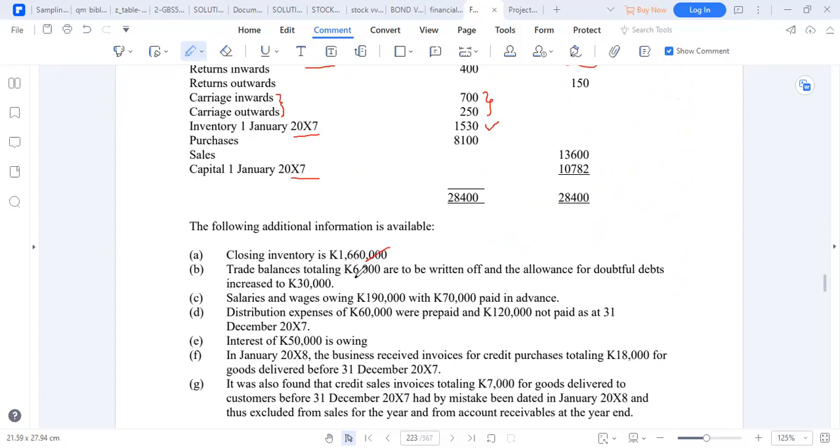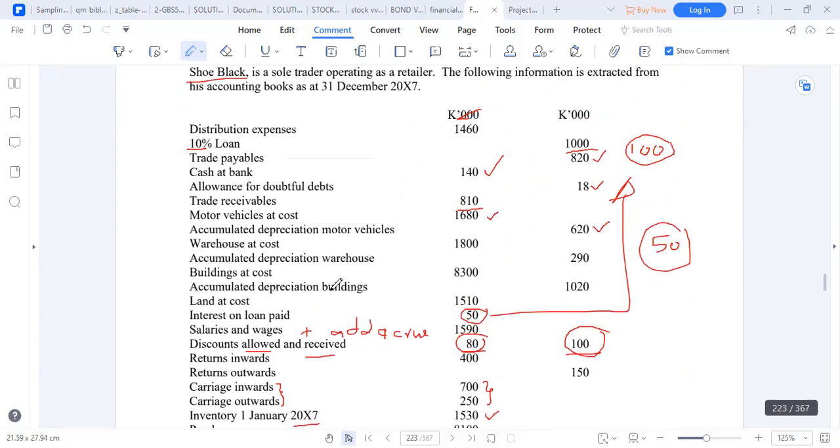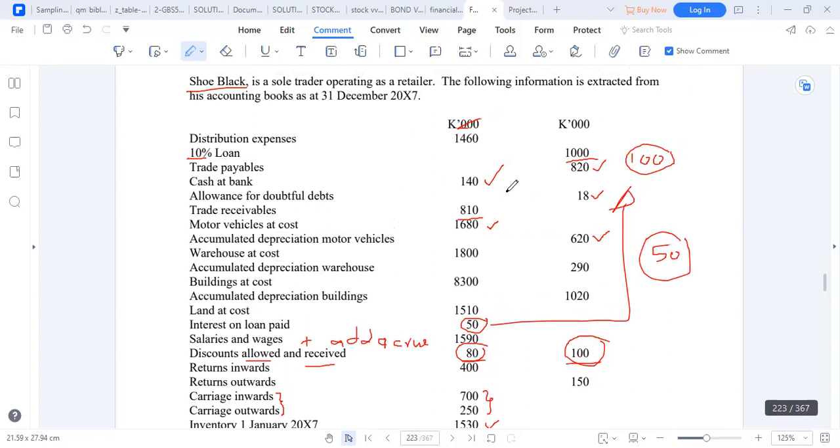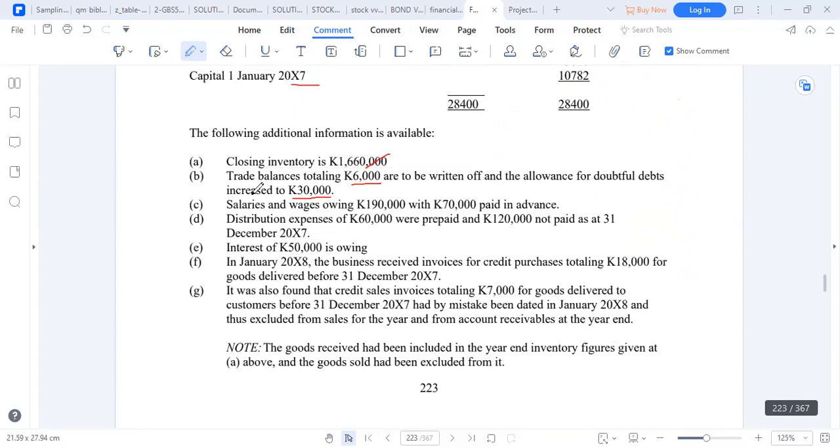And we are told that trade balances totaling to 6,000 are to be written off. So this 6,000 is called a bad debt. And we're also told that allowance for doubtful debts is supposed to be what? Increased to 30,000. So the increase in bad debts. So here, if you're going to check, our allowance for doubtful debts is what? 18. But there's an increase to 30,000. So from 18 to 30, we have a 12,000 which has been added. So that is an increase.